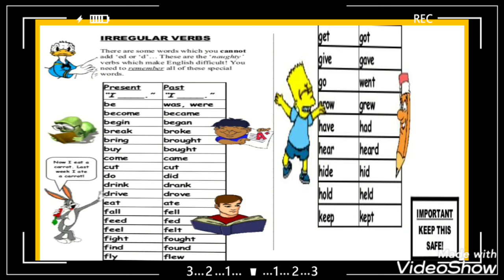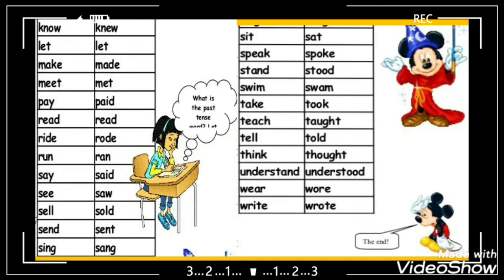Give, gave. Go, went. Grow, grew. Have, had. Hear, heard. Hide, hid. Hold, held. Keep, kept. Know, knew. Let, it's the same like cut, like put. Make, made. Meet, met. Pay, paid. Read, read, the same spelling but different pronunciation. Ride, rode. Run, ran.